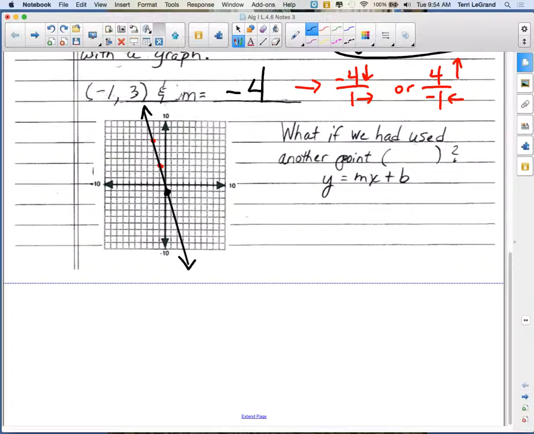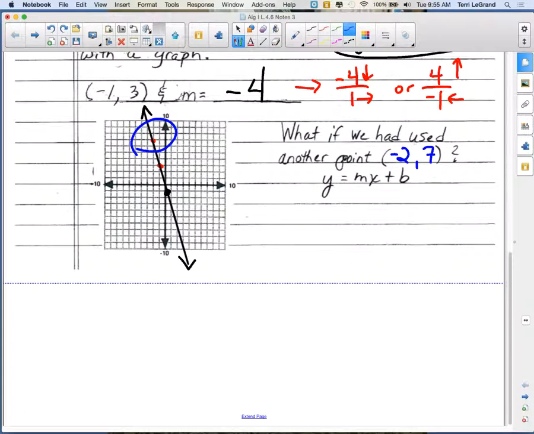How about this one? What's this one's name? What's that one's name? -2, 7? Okay, let's use that one. -2, 7. What if that's the point they had given us instead, along with the slope of -4? Should we still get for b -1? Yes. Yeah, let's make sure that we do. Let's just check it out here.